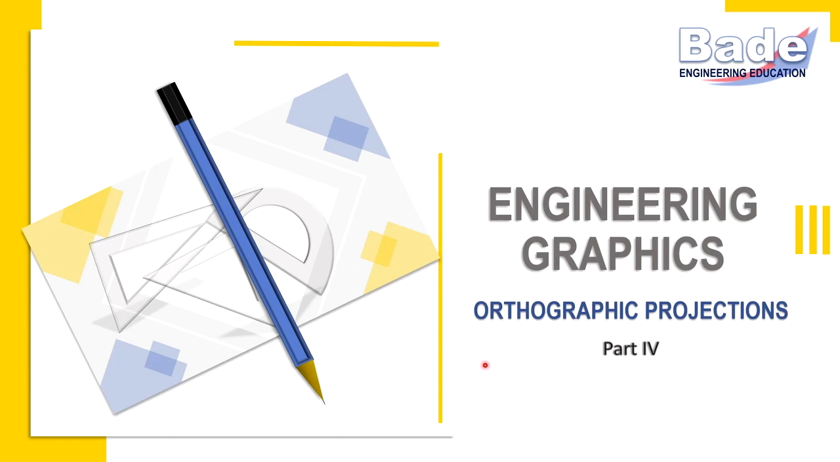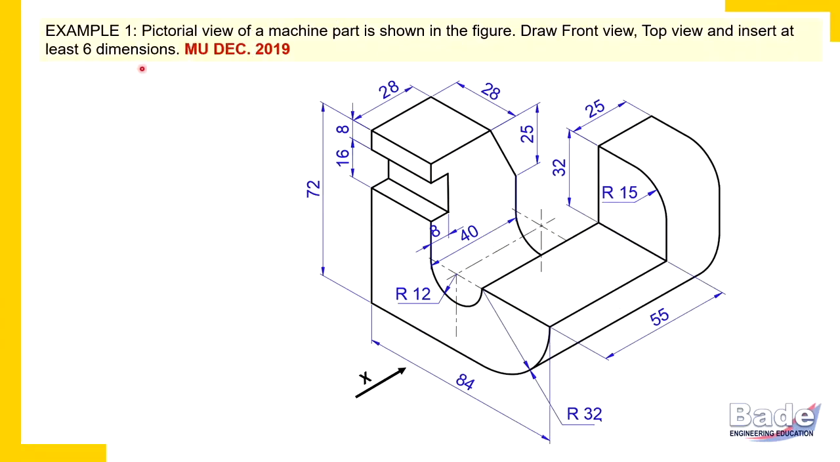In this video, we'll continue with orthographic projections. We are going to solve a problem which was asked in the last Mumbai University question paper, December 18. Read the problem. Pictorial view of a machine part is shown in the figure. Draw front view, top view, and insert at least 6 dimensions.